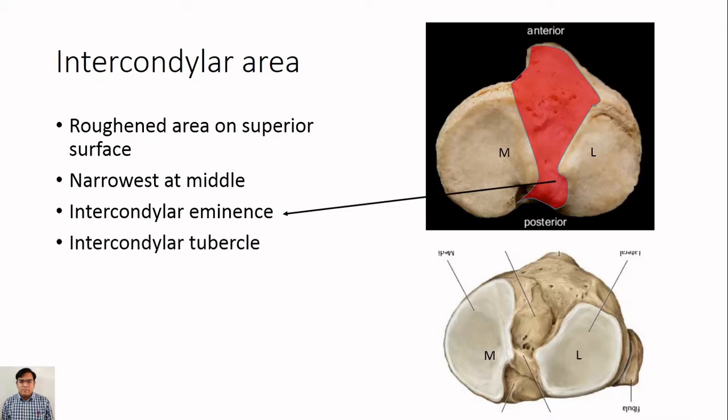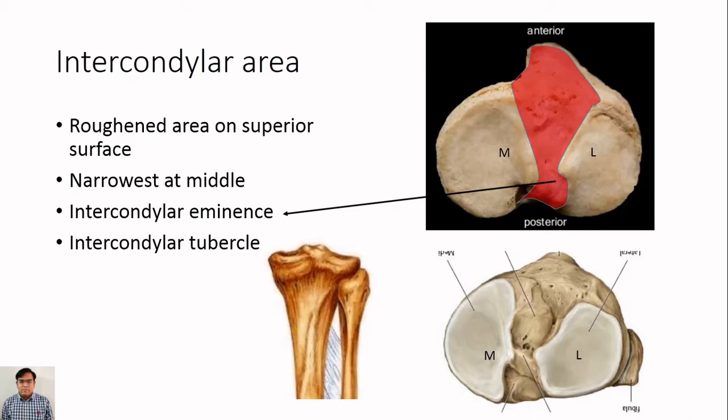Now the intercondylar tubercle, as I have already discussed, there are two intercondylar tubercles, medial and lateral. So this is medial intercondylar tubercle and this is lateral intercondylar tubercle.